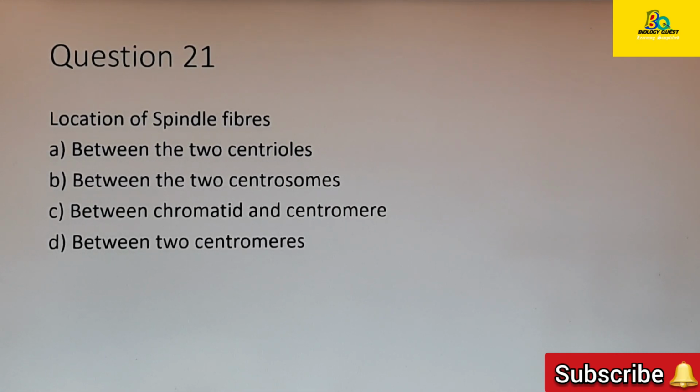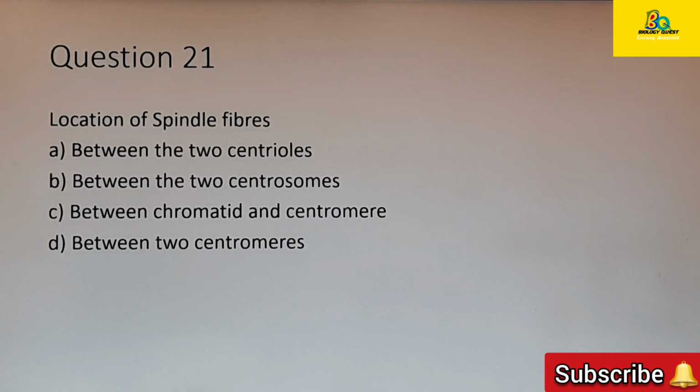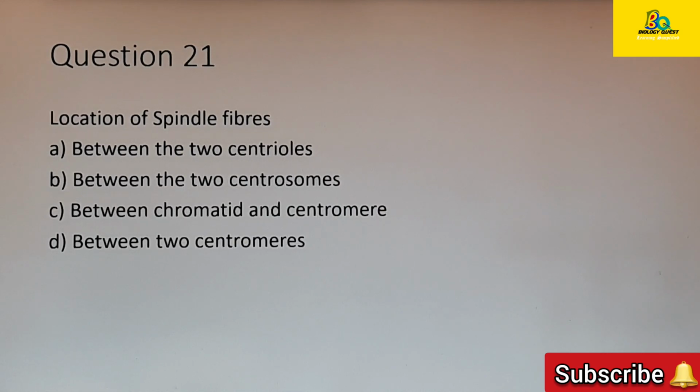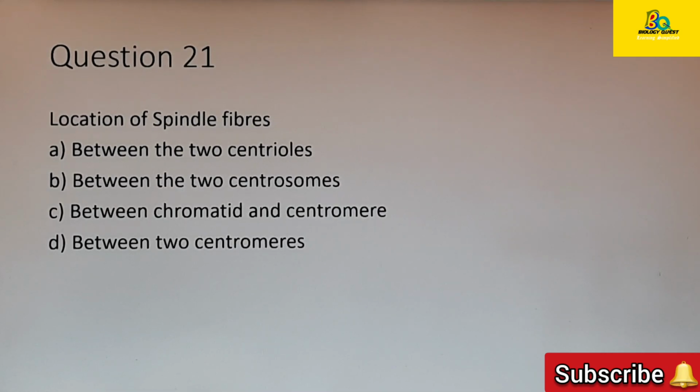Look at the options once again. Between the two centrioles. What are centrioles? Centrioles are rod-shaped structures present inside the centrosomes. Okay. Then between the two centrosomes. What are centrosomes? Centrosomes are cell organelles that are present close to the nucleus in animal cells. Okay. Each centrosome has two centrioles.